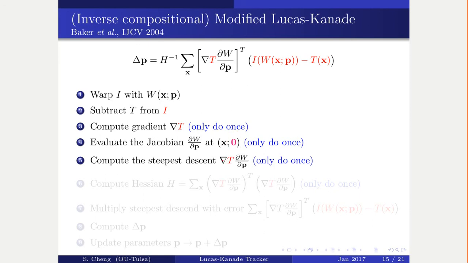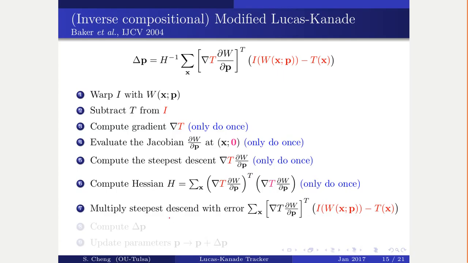And then we compute this gradient of T multiplied by partial W partial p. Again, only need to compute once. Then we compute the Hessian, again only once. And then we can compute this whole term here. Then we can compute this delta p as this term multiplied by H inverse. And then we can update p and repeat the whole thing again. But note that these steps from 3 to 6 essentially do not change, so therefore we can really pull them out.